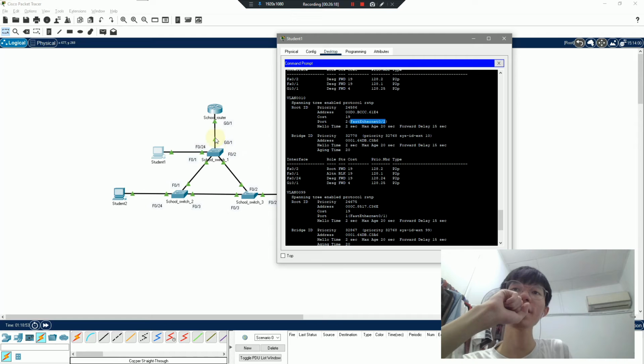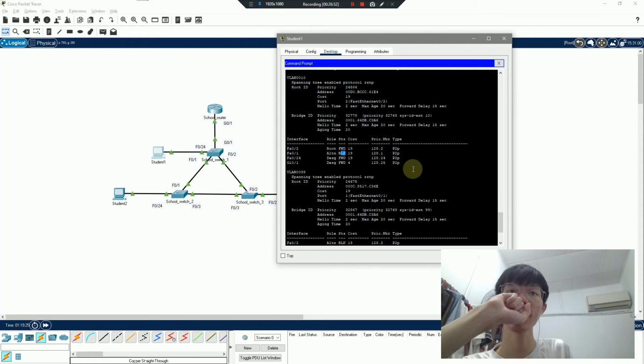FastEthernet 2 is connected to FastEthernet 2 on switch 3, which acts as the root. That means school switch 3 is the root for VLAN 10, and the status is blocking on switch 2 because it is the secondary.